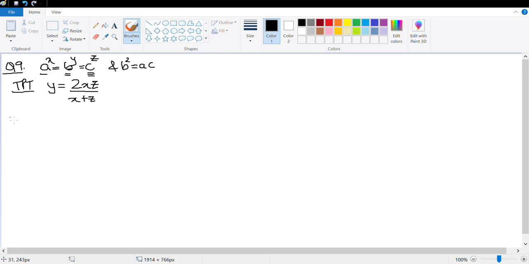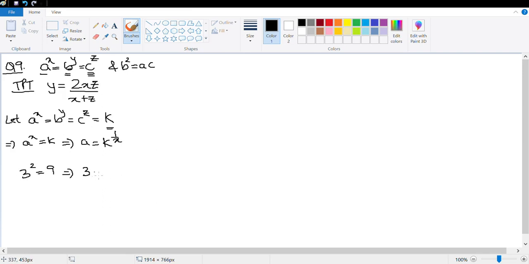Since all of them are given equal, let a to the power x is equal to b to the power y is equal to c to the power z is equal to k. Now I have equated everything to a common term, which is k. Now I can put everything as a base of k, which means a to the power x is equal to k, which means a is equal to k to the power 1 upon x. Perfect. What does this mean? In case you've not got this, let's say 3 square is equal to 9, which means 3 is equal to 9 to the power half. That's what I've done, right? Yes, that's what I've done.